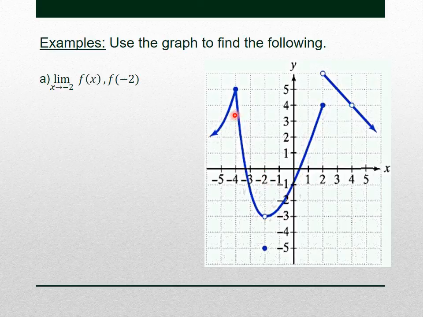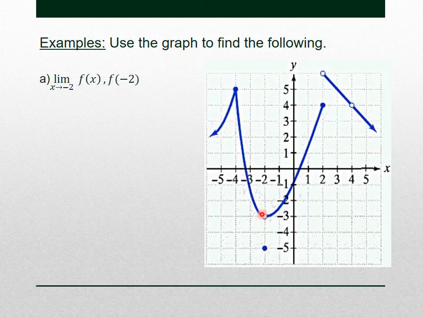So to figure out the limit from the left, we start somewhere to the left of -2, so over here at -3, -4, and we want to move to the right, following this graph, and see where we end up when we hit -2. Right? So we move to the right, and we see that when we hit this x value of -2, we're at the height -3. So from the left, the limit of this function as x approaches -2 is -3.